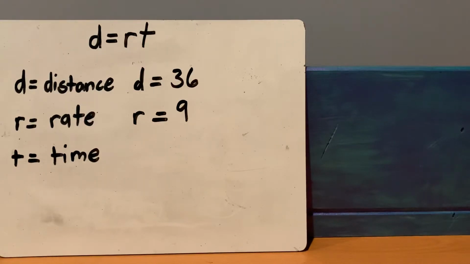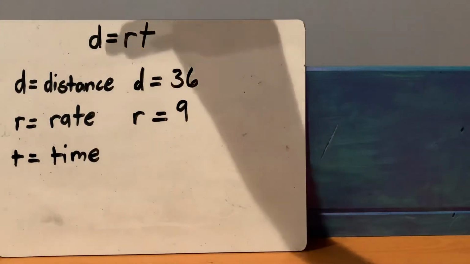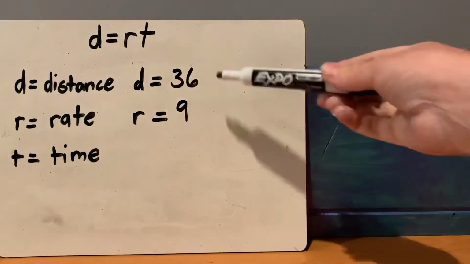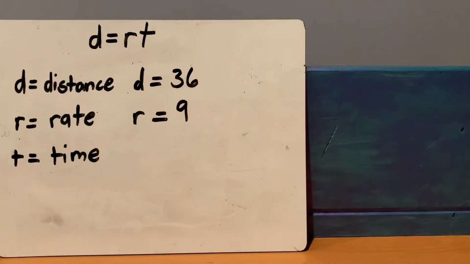To use a formula, we replace the letters in the formula with measures that we know. Then we solve the equation for the measures we wish to find. Now we're going to use the formula D equals RT to find T when D equals 36 and R equals 9. This is a formula describing the relationship between distance, rate, and time.